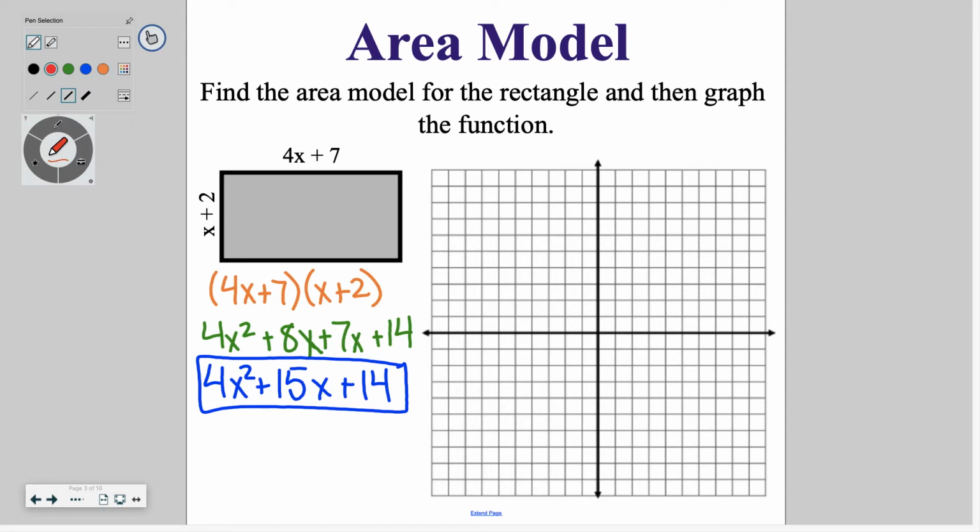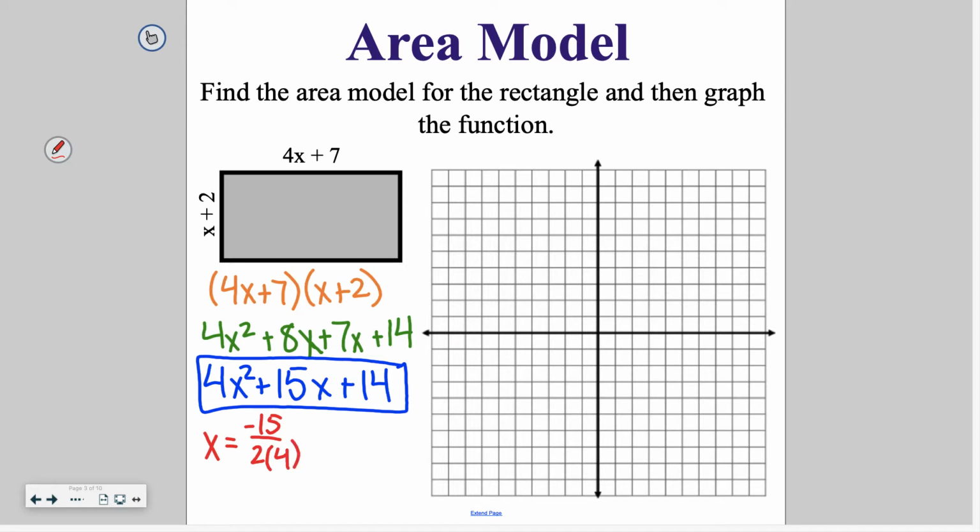So we're going to use that x formula, x equals negative b over 2a. So in this case, I've got x is equal to negative 15 over 2 times 4. Negative 15 divided by 8 is going to give us negative 1.875. So when we put that on the graph, we're going to round it to negative 1.9 because we can't really graph 0.875. But for the purpose of actually solving here, we want to make sure we use that full decimal.